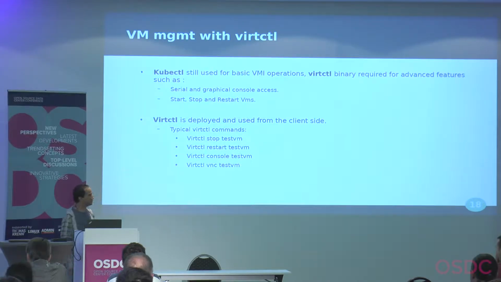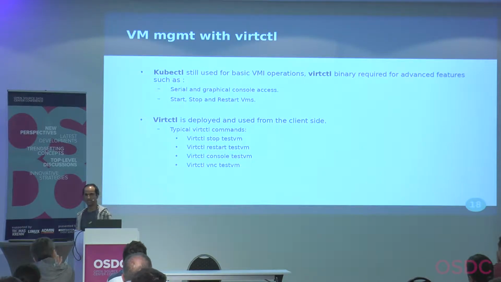So we can still make use of the kubectl binary for basic VMI operations, but we would require the virtctl binary for advanced features like accessing the serial and graphical console, and also to manage the lifecycle of the virtual machines. Just like the kubectl binary, the virtctl binary is deployed and used from the client side. So these are the various virtctl commands. You can start, stop, restart, and if you want to access the serial or graphical console, you can make use of console and VNC.